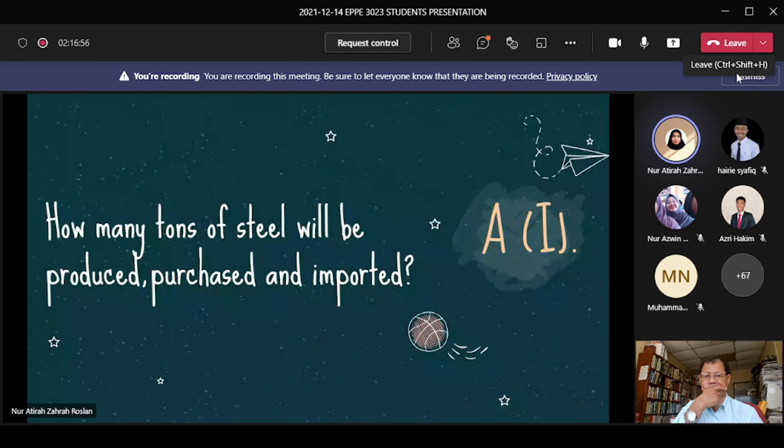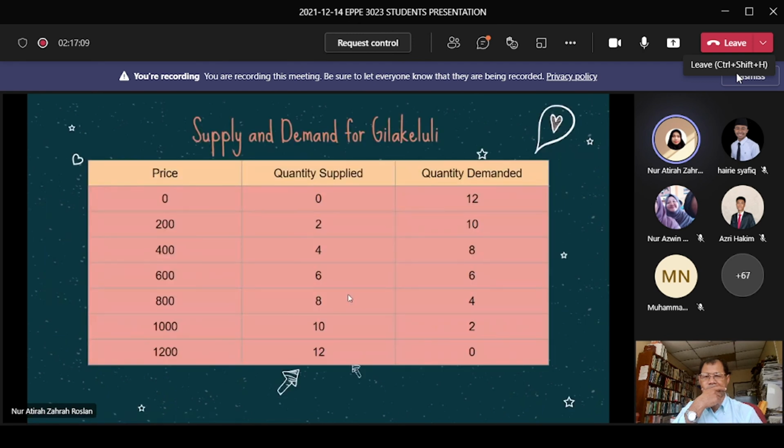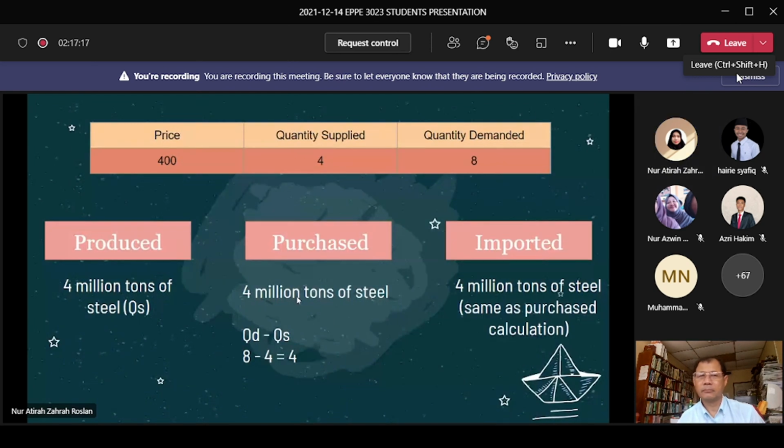Okay, thank you, Safwa. I will explain how many tons of steel will be produced, purchased, and imported. So this is the table of supply and demand for Gila Keluli from the question given. I'll go to the next slide. With free trade at a price of $400, Gila Keluli will produce 4 million tons of steel. As you can see, the quantity supplied of steel from Gila Keluli is 4 million.